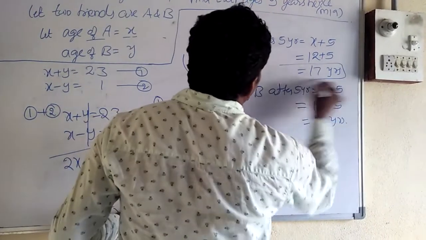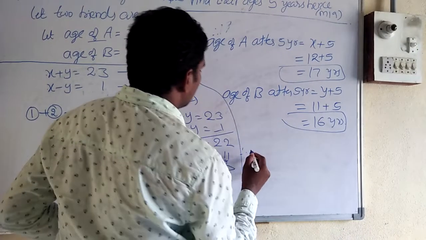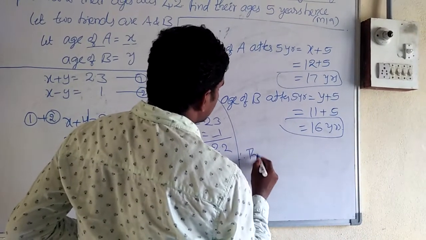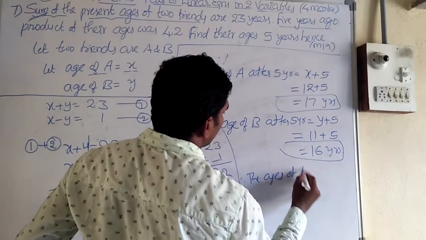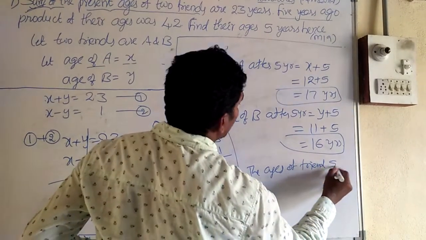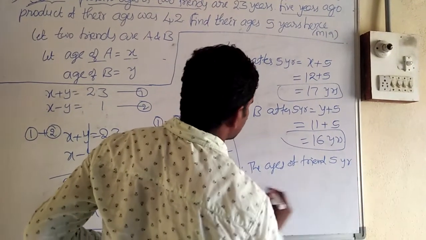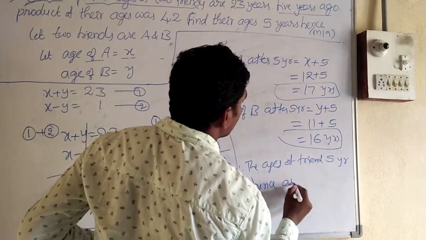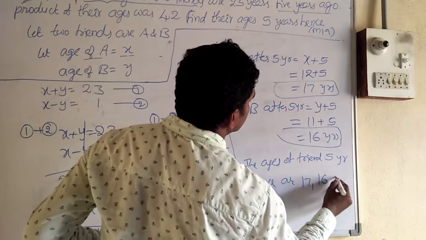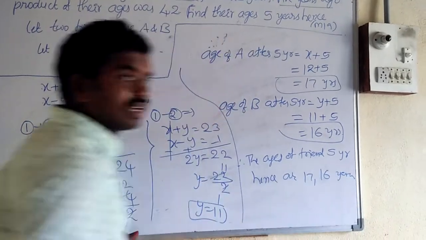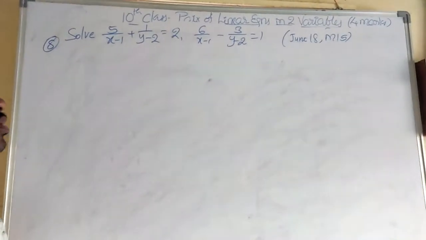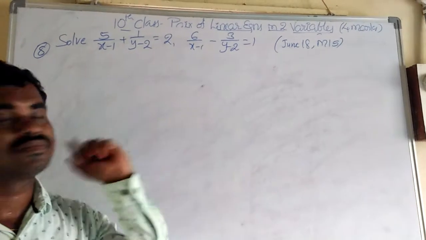Okay, this is the solution. So the ages of the friends 5 years hence are 17 and 16 years respectively. Okay, so this question is repeated two times.